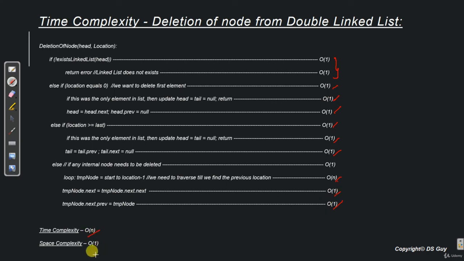Now the space complexity is order 1 because we are using some temporary variables here and there, nothing more than that. So that is all for this video. In the next video, let's talk about how we can delete the entire doubly linked list.